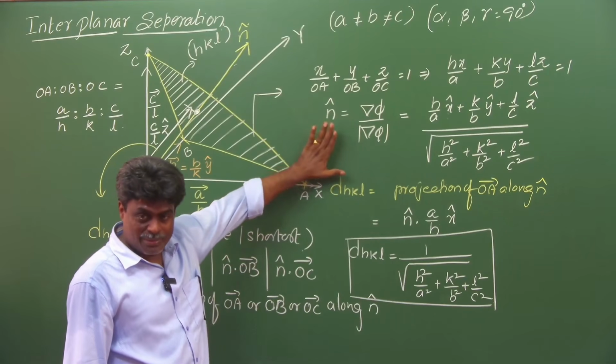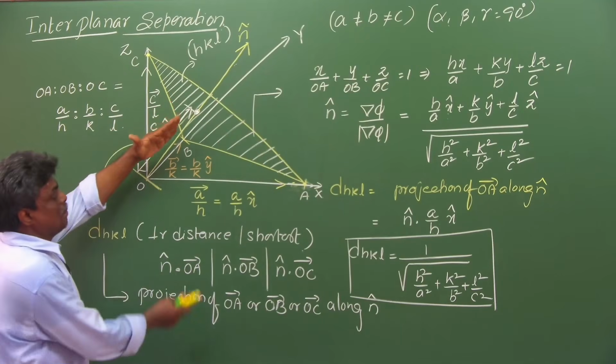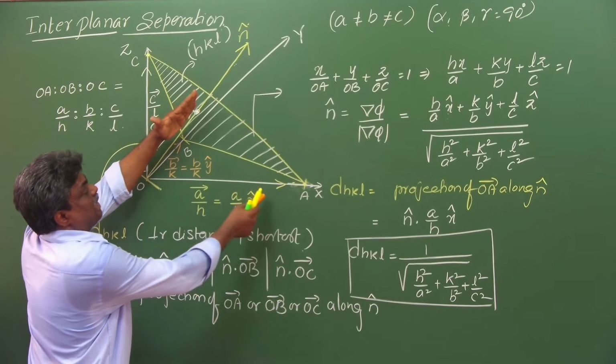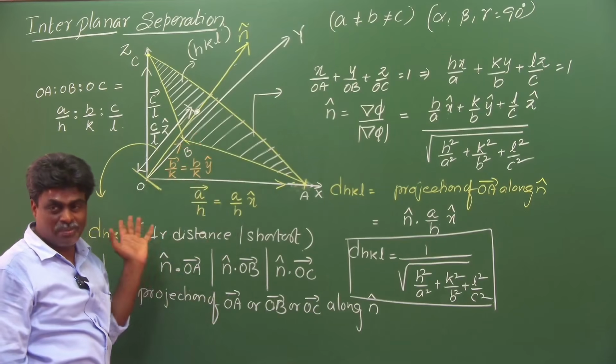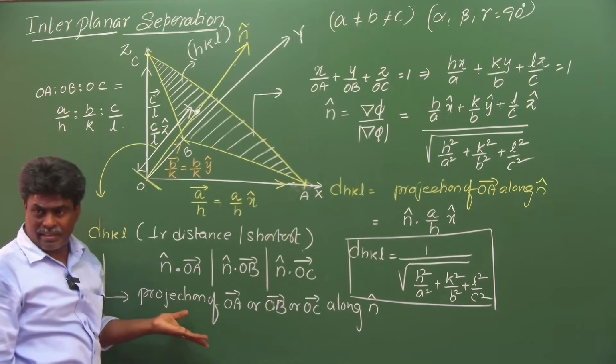So just to find the n cap, common sense: once you project the vector along n cap, you will get the normal distance. That is the shortest distance from the origin. That's it. Any doubts here?